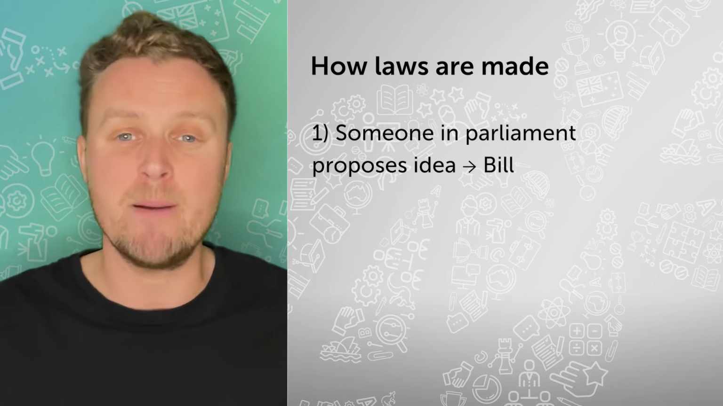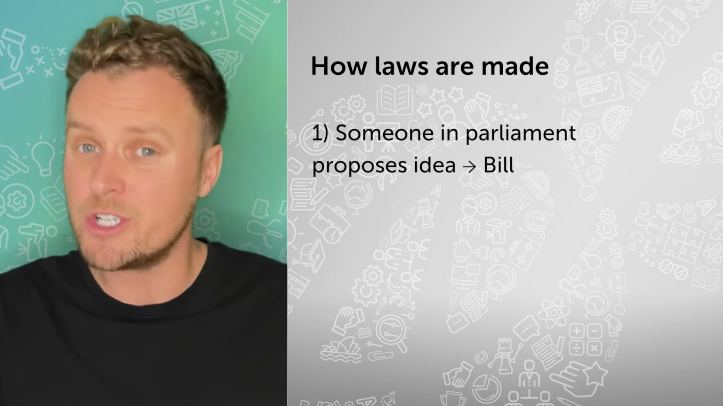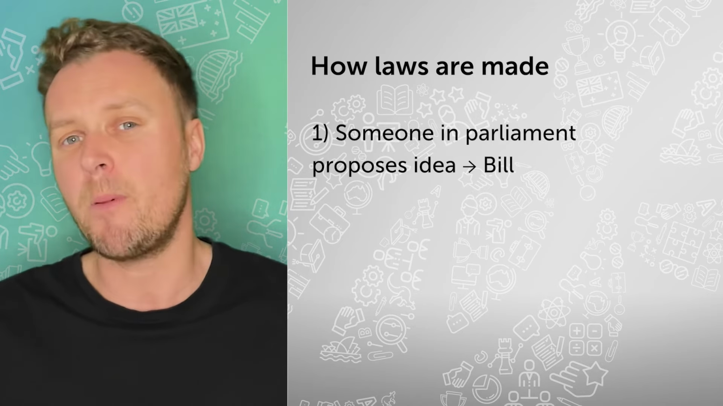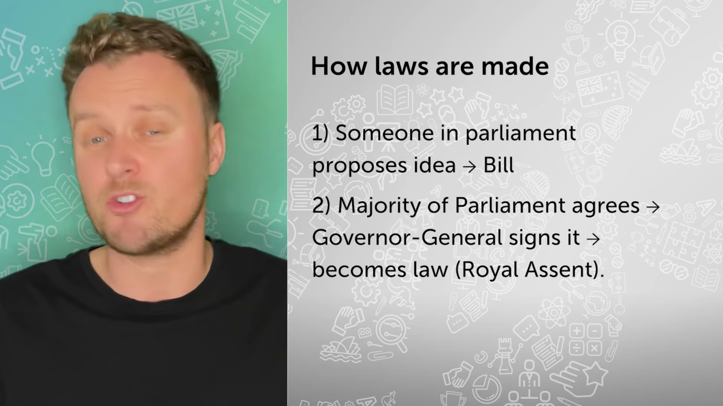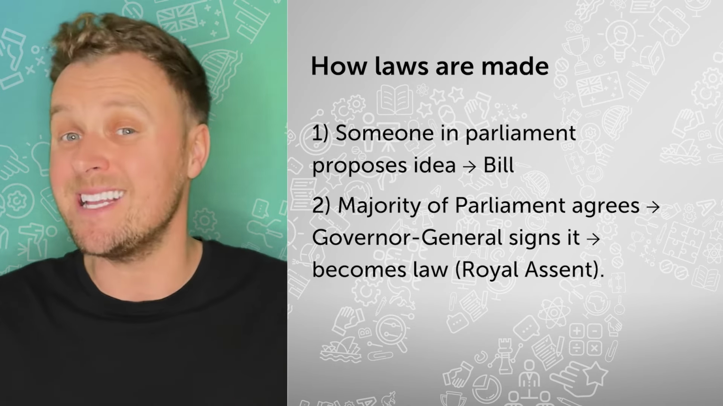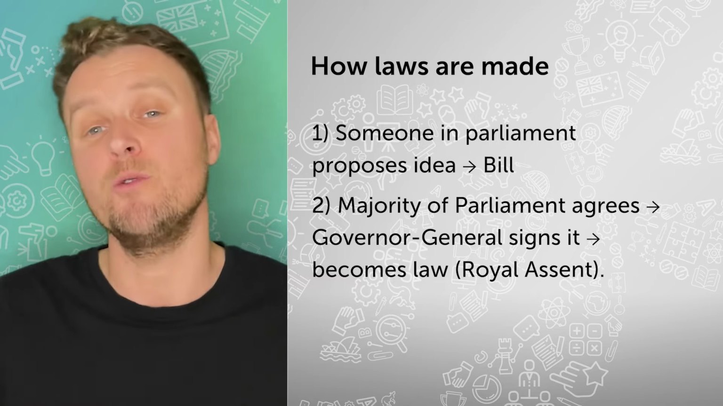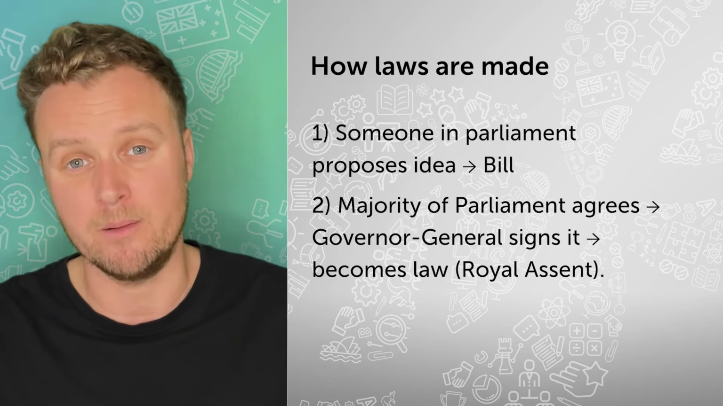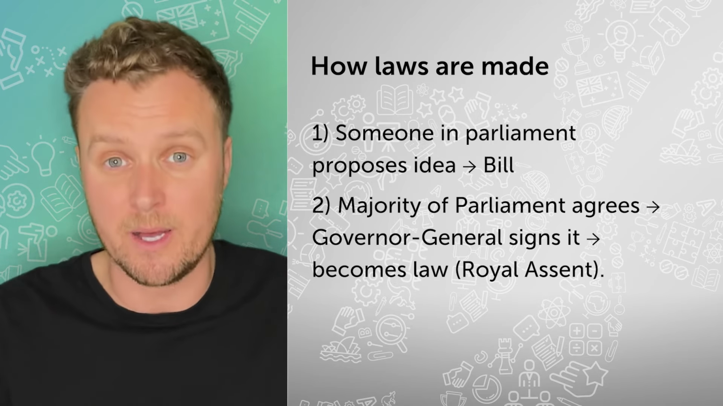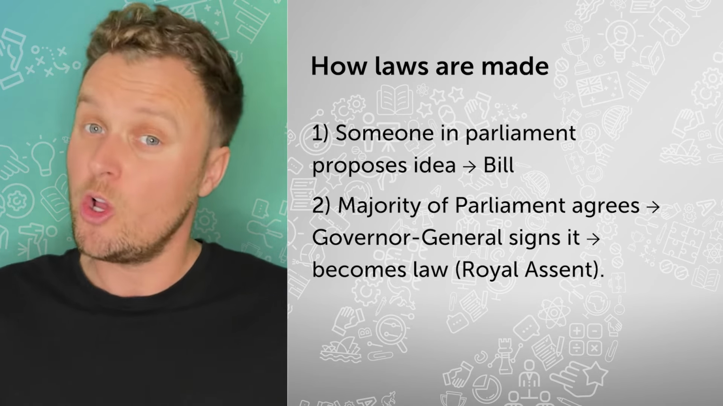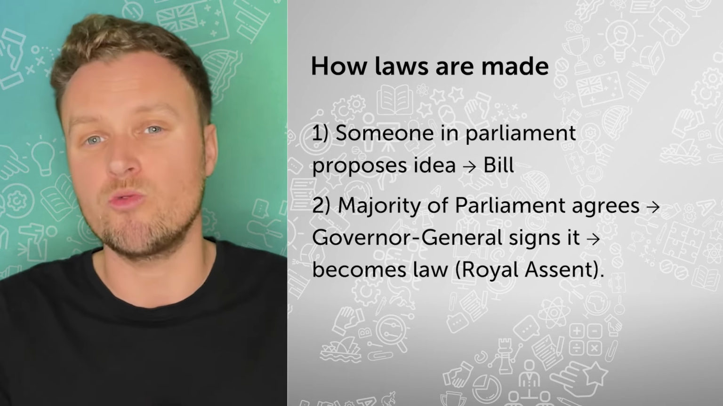If a member of the Australian Parliament proposes to introduce a new law or change to an existing one, this proposal is called a bill. Next, the two houses of the Australian government, the House of Representatives and the Senate, consider, debate and vote on whether they agree with the bill. If the majority of members in each house agree to the bill, it goes to the Governor-General, who signs it to transform it into law. Now, this act is called royal assent.